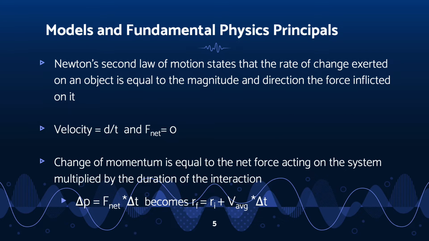Related to models and fundamental physics principles, we have Newton's second law of motion, which states that the rate of change of momentum of an object is equal to the magnitude and direction of the force exerted on it. Then we have the velocity formula, which is distance over time, and F net is equal to 0. The change of momentum is equal to the net force acting on the system multiplied by the duration of the interaction. For our next formula, we have delta P equals F net times delta t, which will later become r f equals r i plus average velocity times delta t.